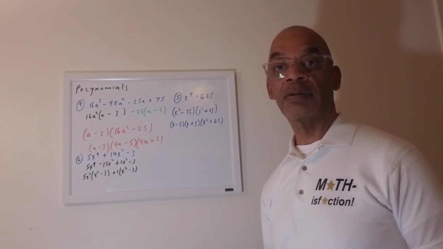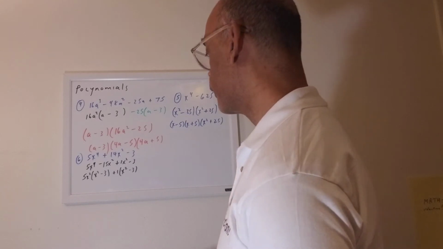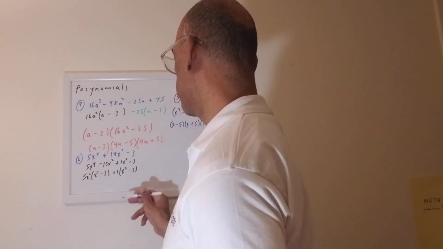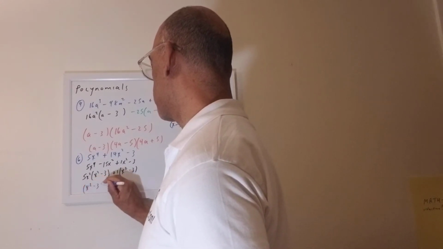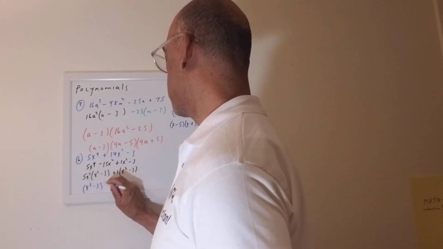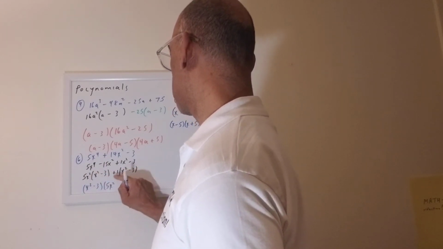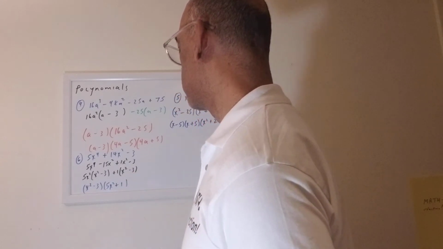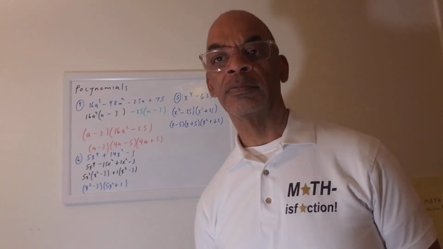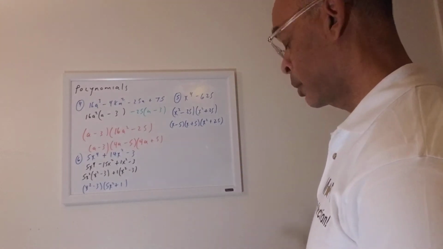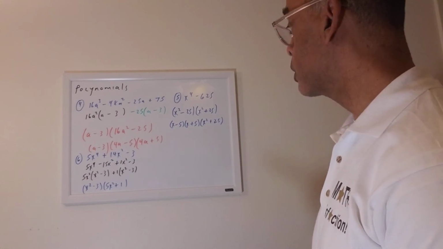With factoring polynomials, positive 1 and negative 1 have to be considered. Now, both of these have x squared minus 3, which cannot be factored further, but it's factored out. That leaves 5x squared plus 1. Number 6 is now factored completely. Let's move ahead to number 7. Last one with factoring polynomials.